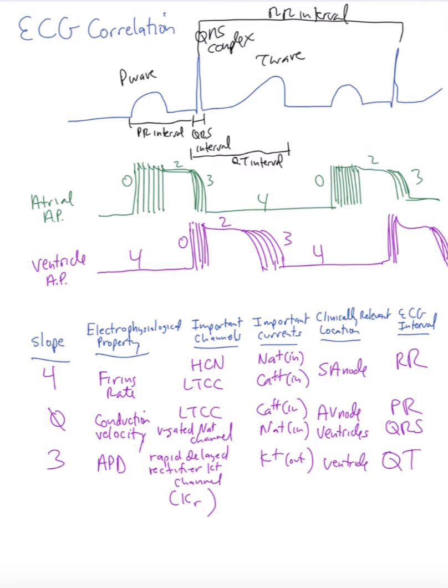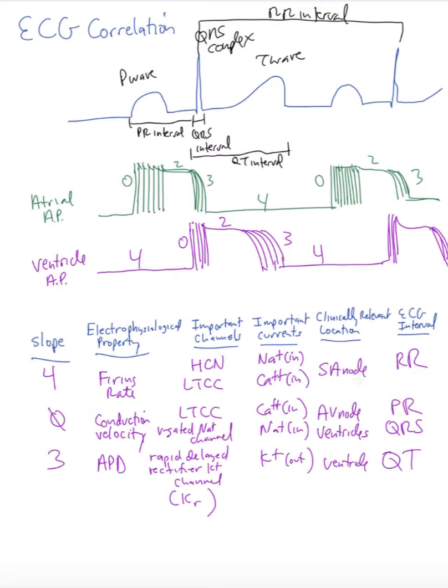And we can break this down with important slopes, the electrophysiological property that represents, the important channels that are involved, the important currents that are involved, clinically relevant locations that are going to be directly related to the ECG interval in question. So if we start with phase 4, remember that was the important determinant of firing rate because it affects automaticity.